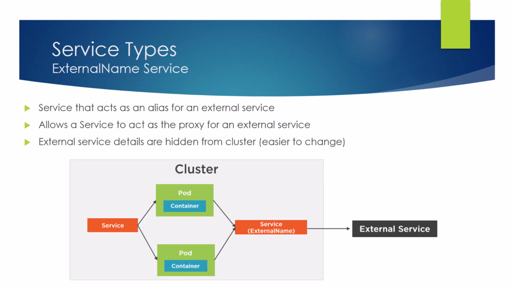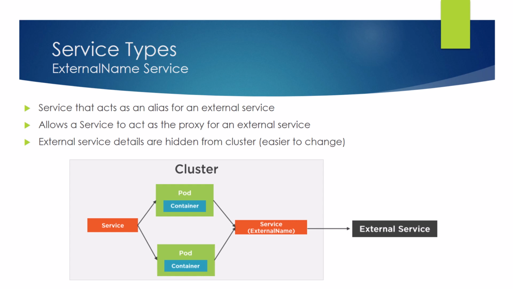Now the final type of service we are going to look at is called external name service. This sets up a service that really is just an alias. As we know, a service sticks around and we can count on the service's IP address.